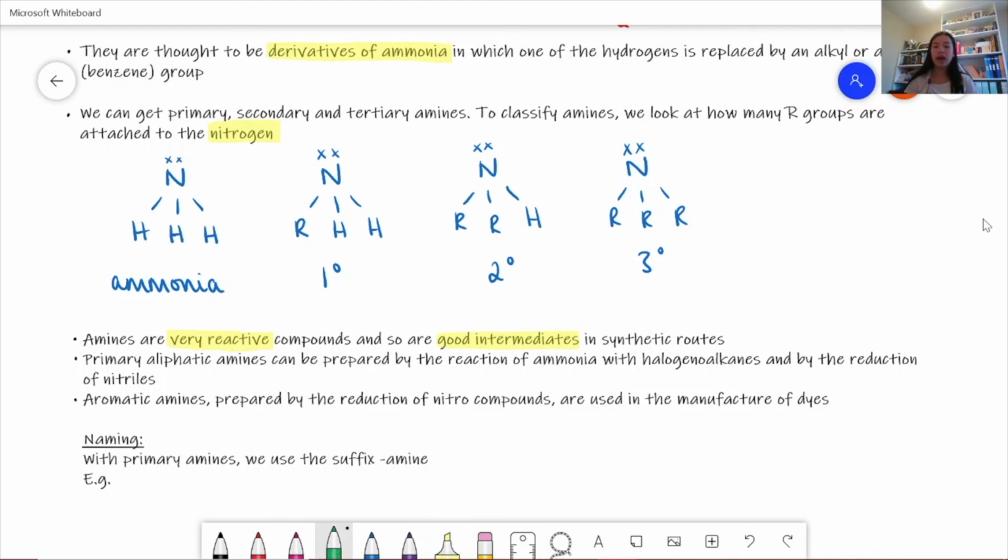Primary aliphatic amines can be prepared by the reaction of ammonia with haloalkanes and by the reduction of nitriles. Remember that aliphatic means non-aromatic, so basically any molecules that don't have a benzene ring, made of carbon and hydrogen in straight chains or branched chains or cyclic, just not aromatic. Aromatic amines, so ones which have the benzene group, can be prepared by the reduction of nitro compounds and are used in the manufacture of dyes.